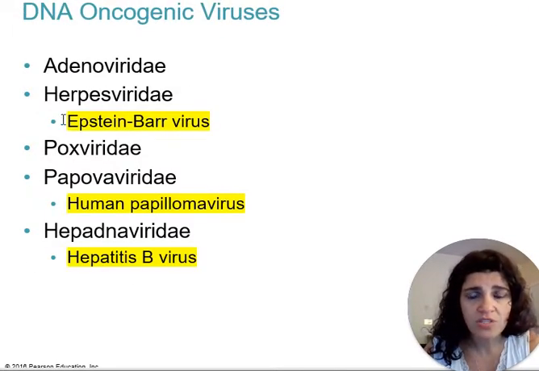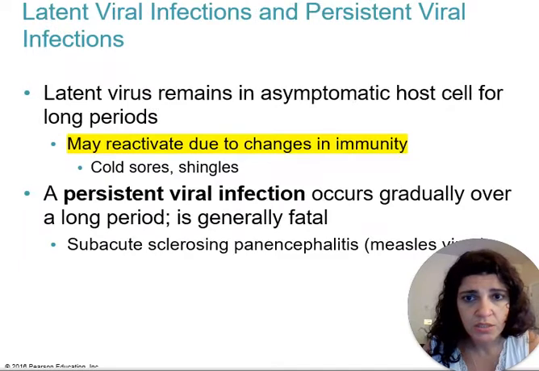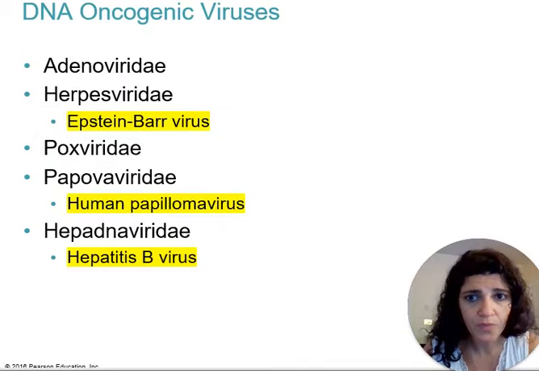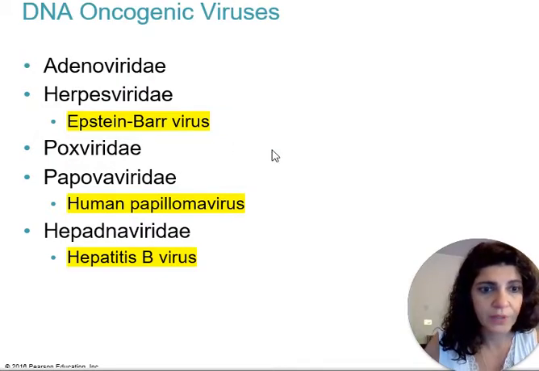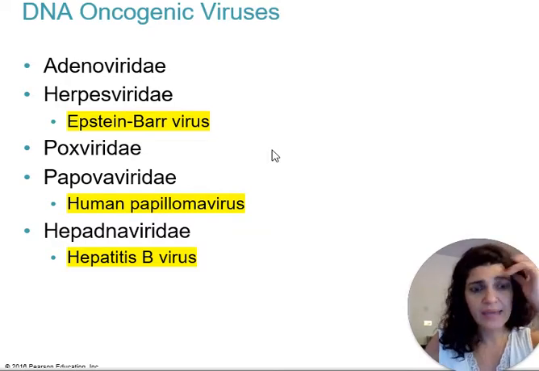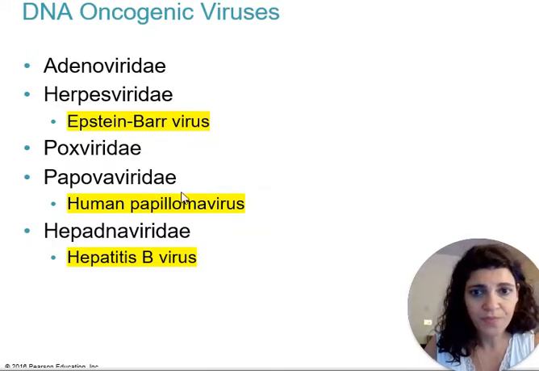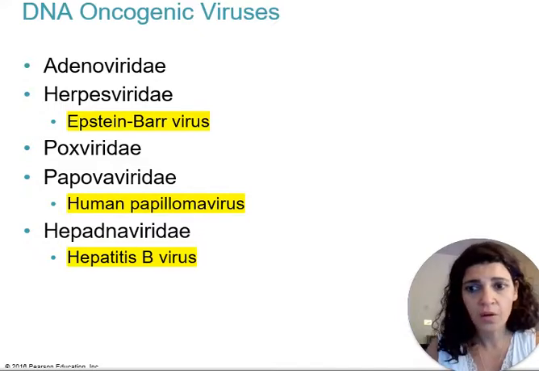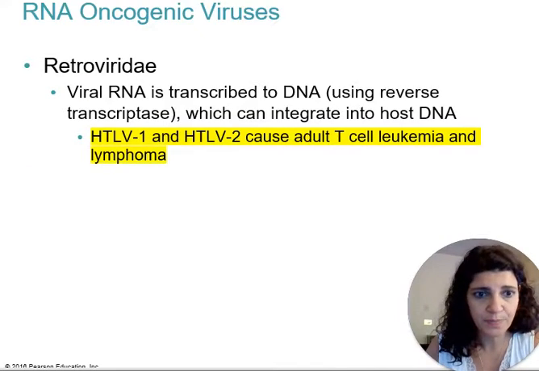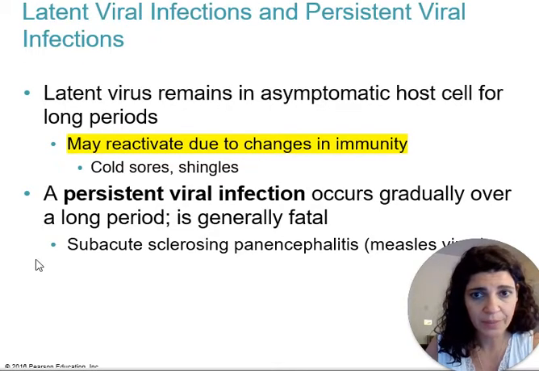There is one virus that can cause different types of cancer, the Epstein-Barr virus. Epstein-Barr virus can cause different types of tumors, such as Burkitt's lymphoma and some other cancers of the throat and nose. The human papilloma virus can cause cervical cancer in the uterus. And there are other viruses that can also cause different types of tumors that we don't need to talk about all of them, okay?